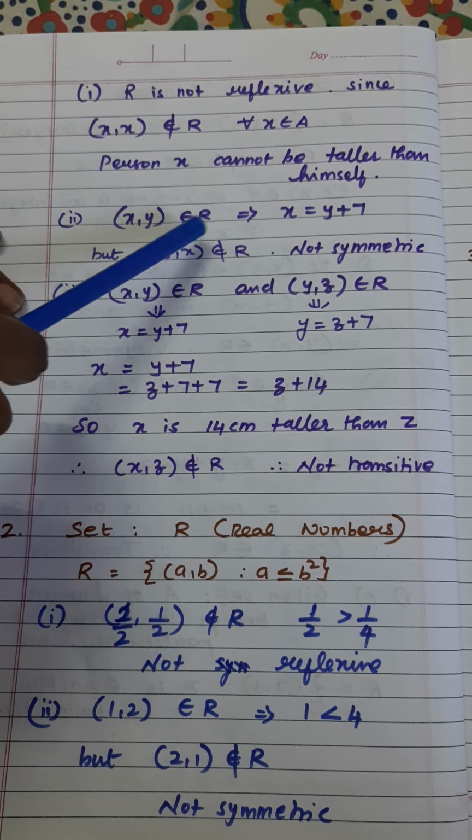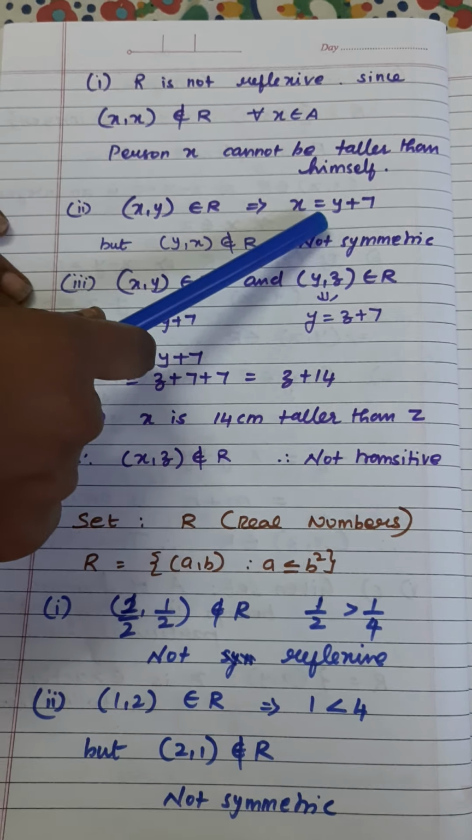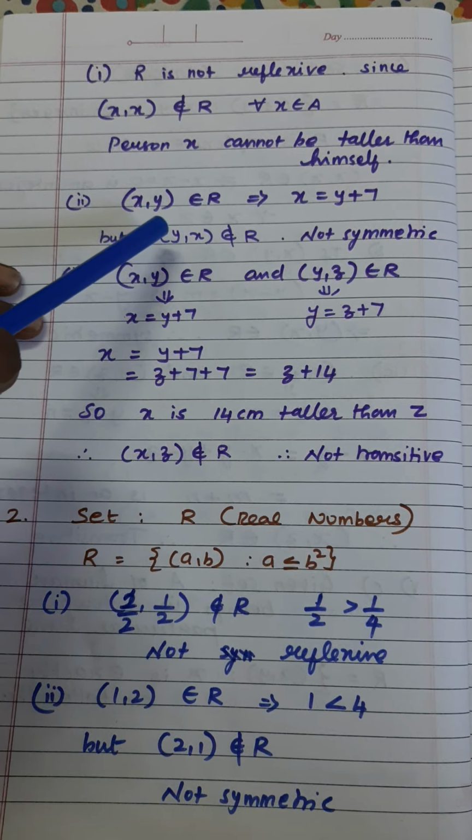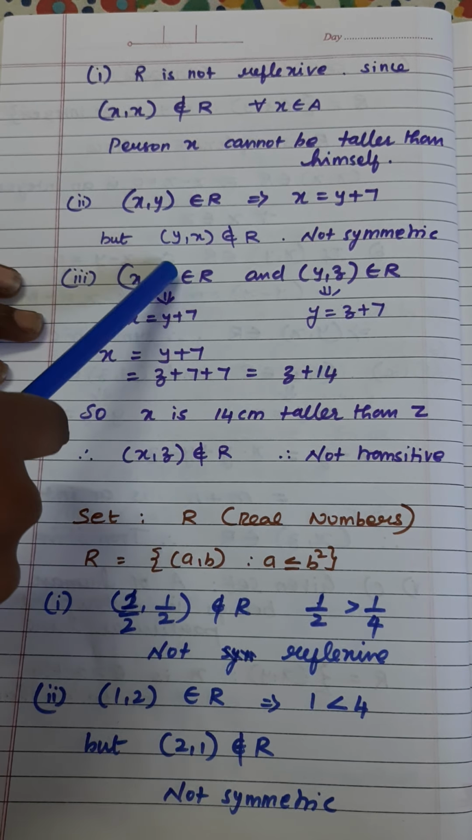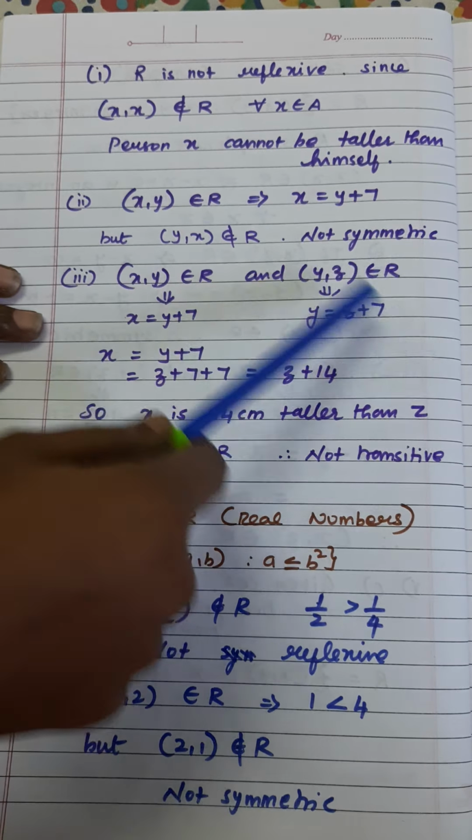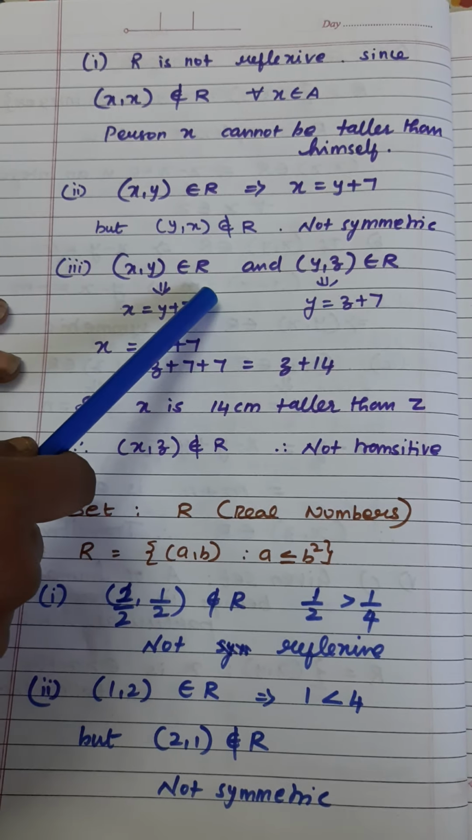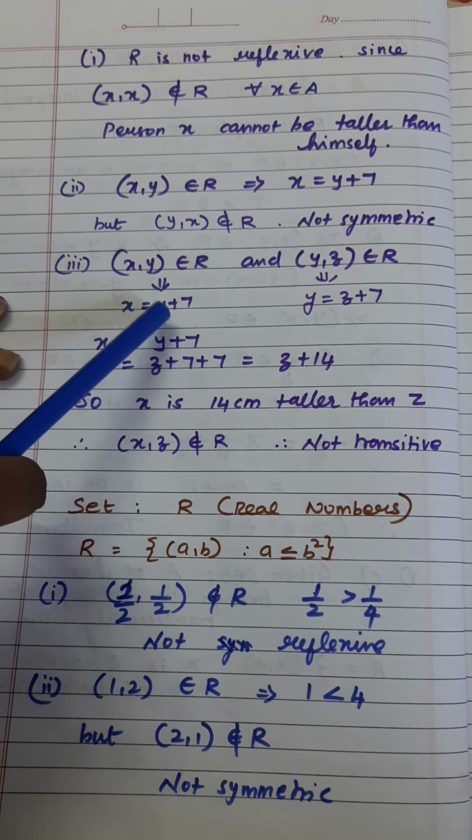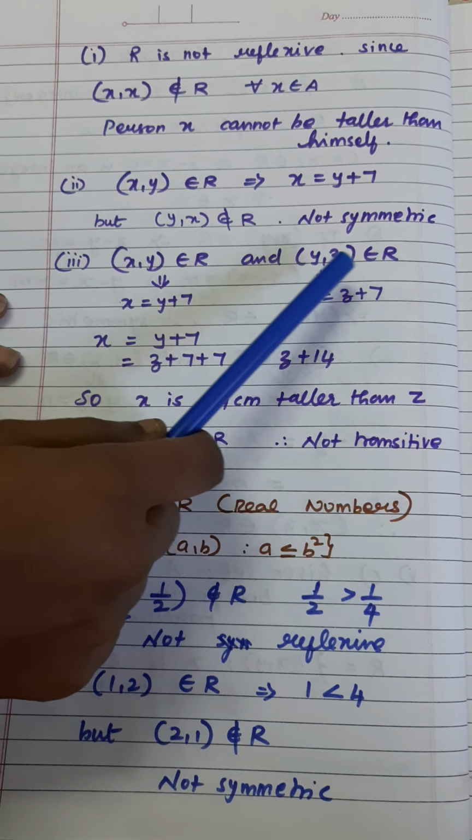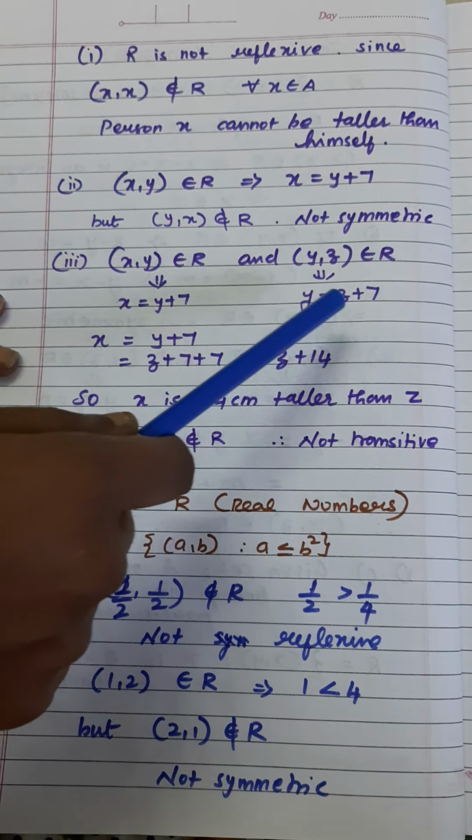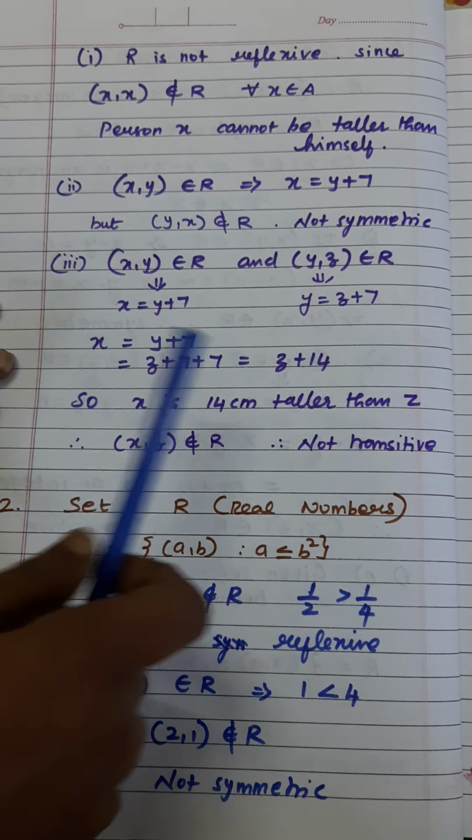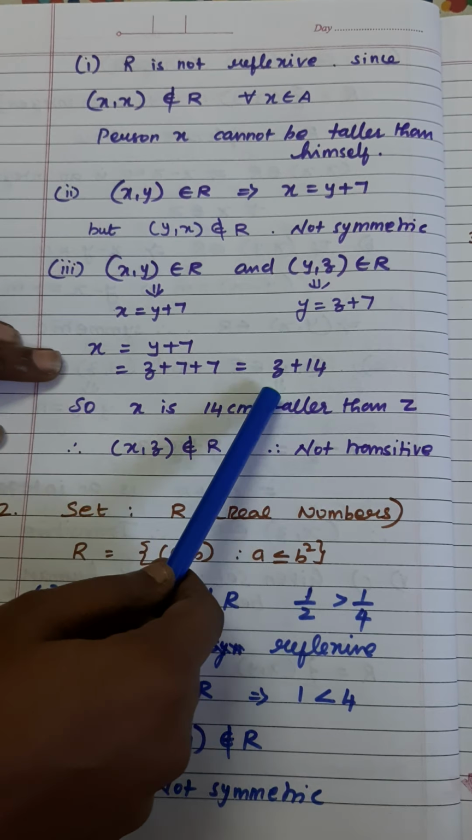(x, y) belongs to R, which means x is equal to y plus 7; x is 7 cm taller than y. But (y, x) doesn't belong to R. It is not symmetric. Now (x, y) belongs to R means x is equal to y plus 7, and (y, z) belongs to R means y is equal to z plus 7. Now x equals z plus 14.